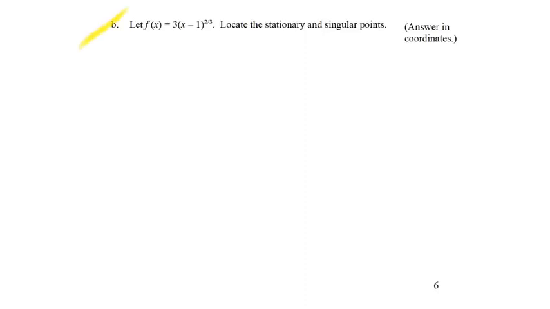Example 1b, we have a function and we're asked to find the stationary and singular points, answering as coordinates. So we're focused on the stationary and singular points, both of which require us to examine the derivative. So let's find the derivative.